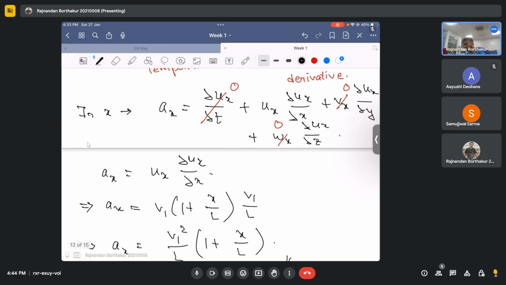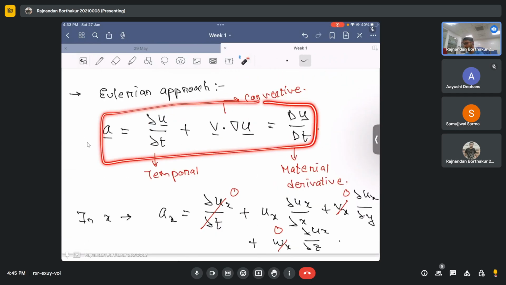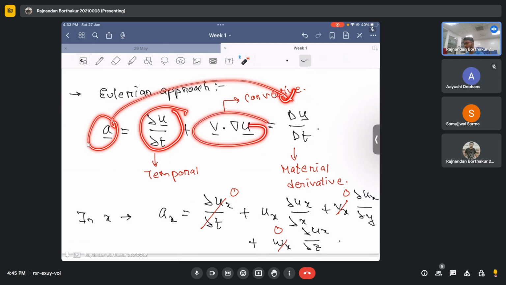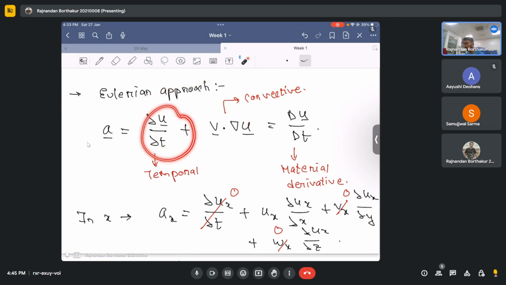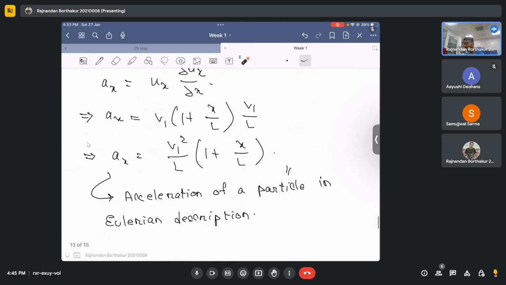How did we do it? I'll repeat again. This is the definition of acceleration in the Eulerian approach, where acceleration is just the material derivative of velocity, and the material derivative is just the summation of the temporal term and the convective term. Of course, I have written this in vectorial notation. You can write it in the x direction, in the y direction, in any direction. But since we are interested here in the x direction, we have written this in the x direction and evaluated these terms, and we end up getting the acceleration to be something like this.